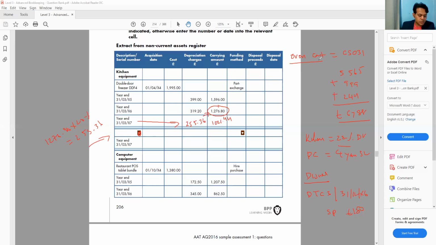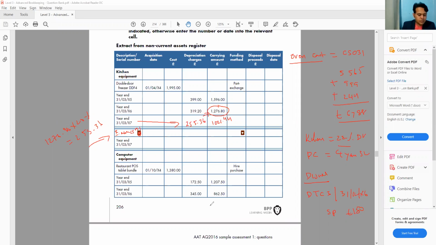To say electric oven, we're going to say electric oven, and we can write the number as well, CS031. You don't have to write it really in the exam. All you need to do is click and choose that one. And after that, all you need to do is the acquisition date. So the acquisition date will tell us when we bought that.